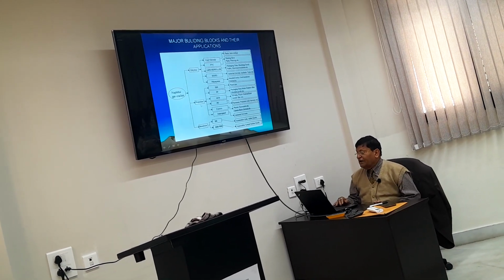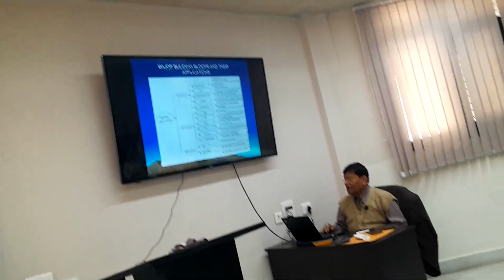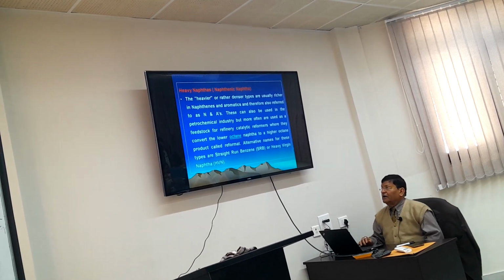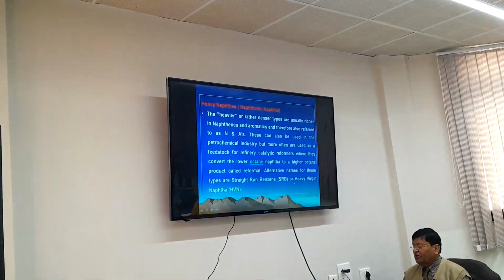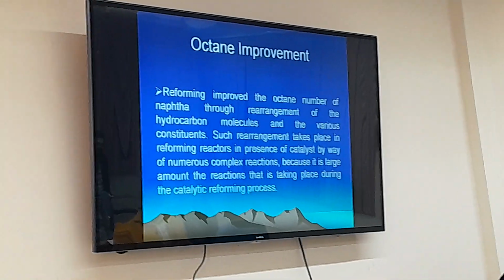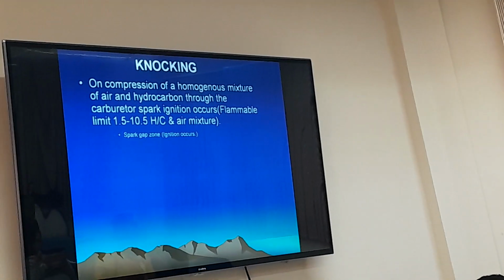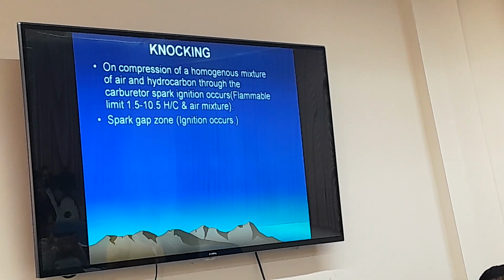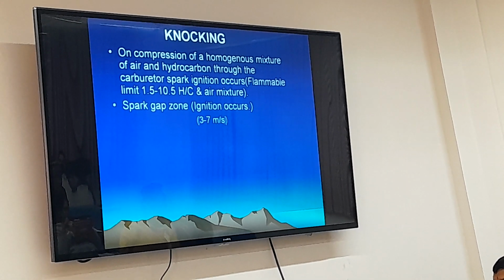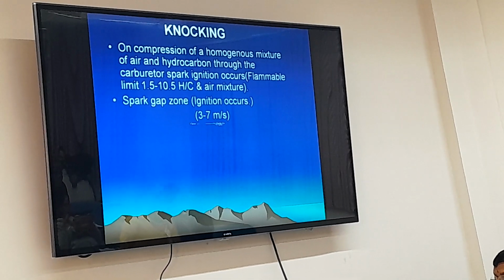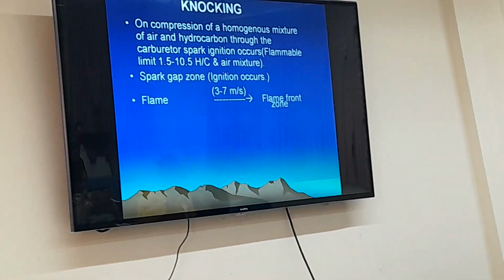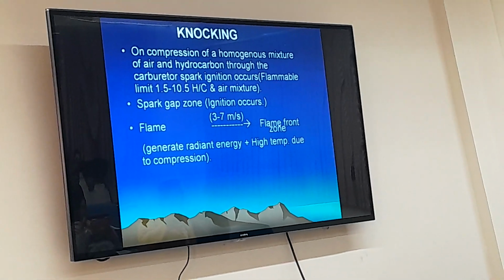Then from propylene, you are making it too. Now, what is the difference between heavy and straight run benzene, SRB, or heavy virgin naphtha? We already discussed the rearrangement of the hydrocarbon, compression of the hydrocarbon mixture, air and hydrocarbon through the carburetor, and spark ignition occurs. The flammable limit of hydrocarbon and air mixture is 1.5 to 10.5. From the spark gap zone, the flame is moving at the rate of 3 to 7 meters per second.